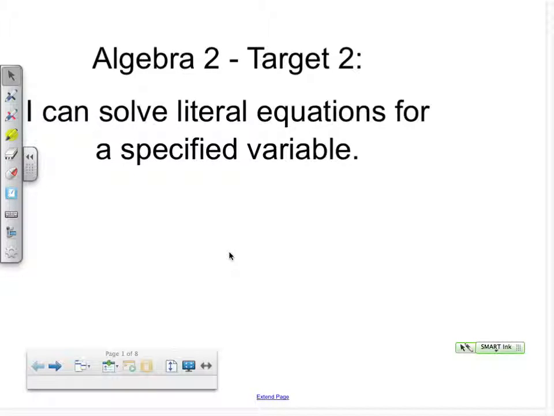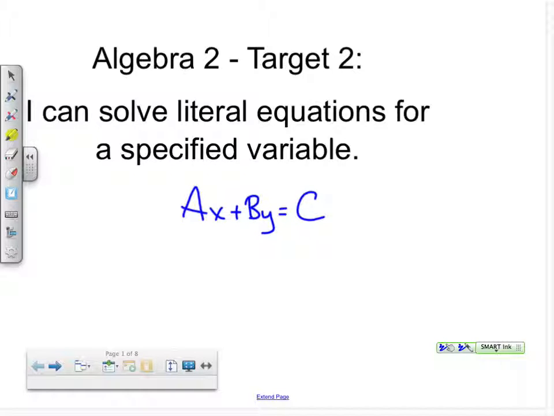Algebra 2, Target 2. I can solve literal equations for a specified variable. Now, a literal equation is an equation that has more than one variable. So, for example, ax plus by equals c is a literal equation because it's all variables.